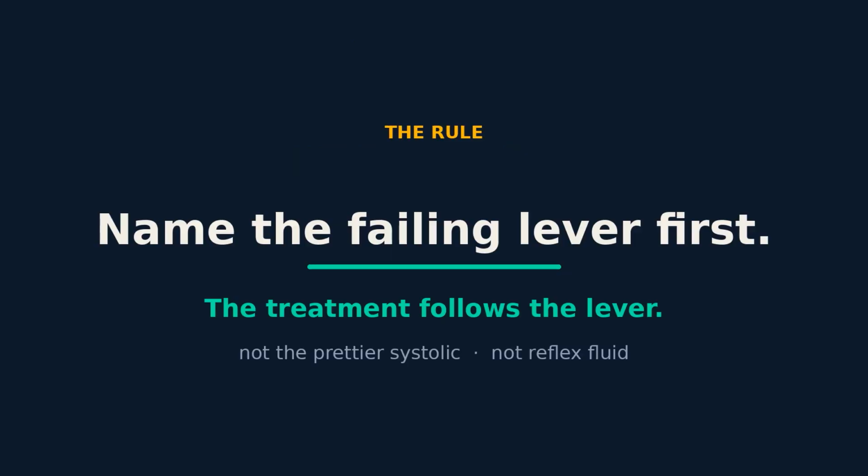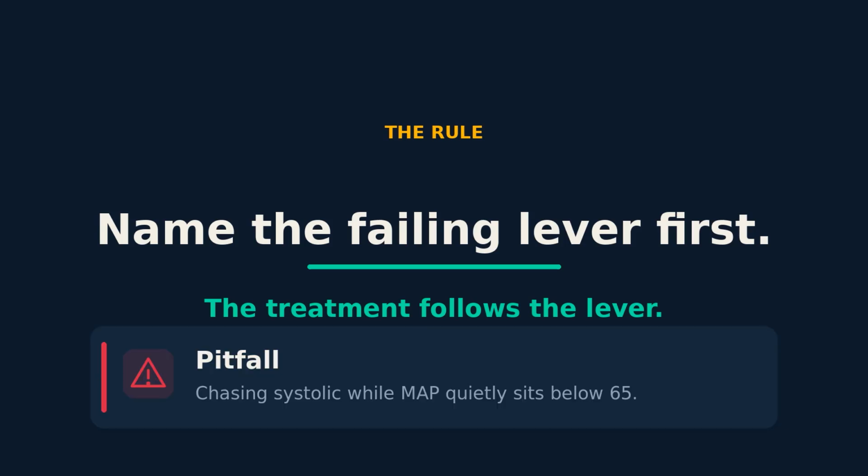The trap: chasing a prettier systolic while the MAP rides the floor, or reaching for fluid in a patient whose real problem is a wide open nozzle. Name the failing lever first. The treatment follows the lever.